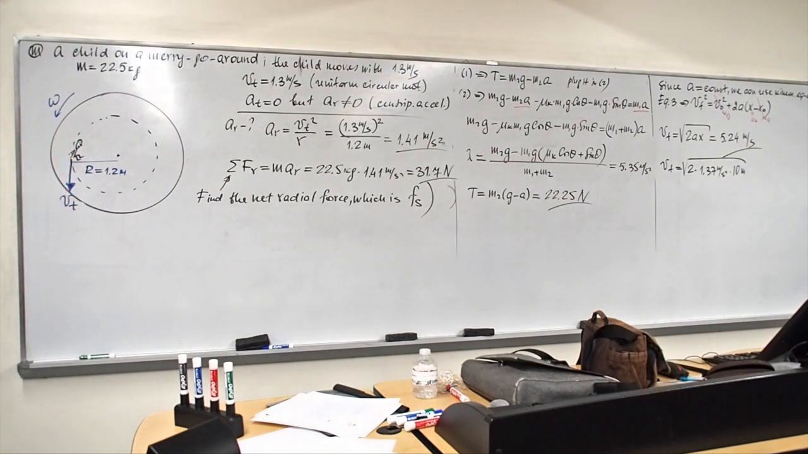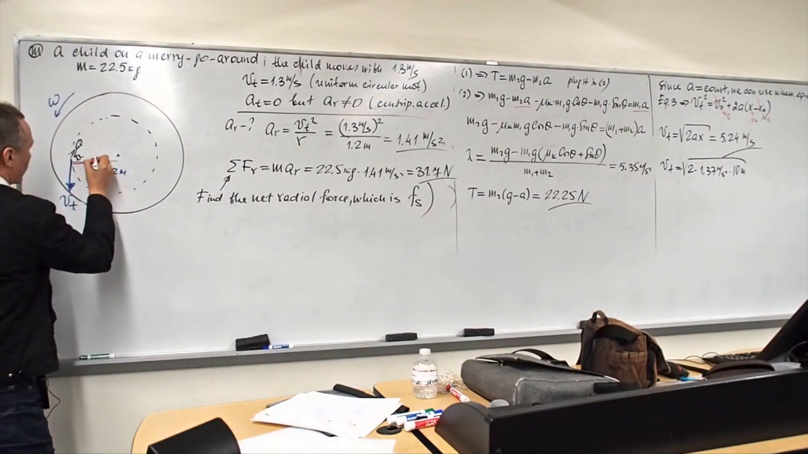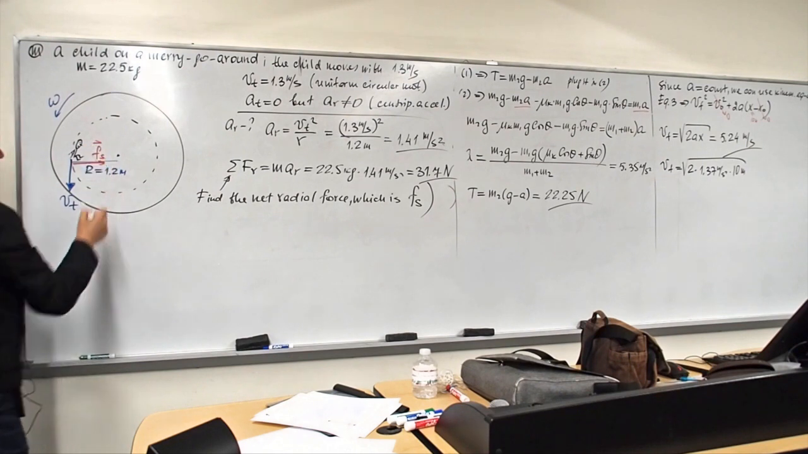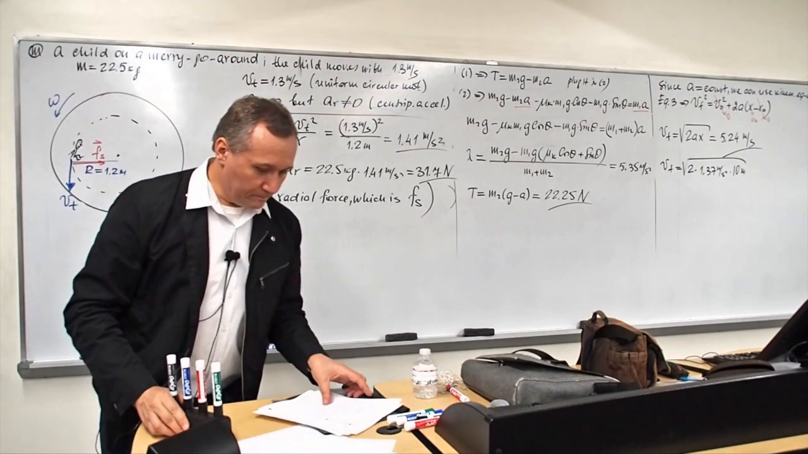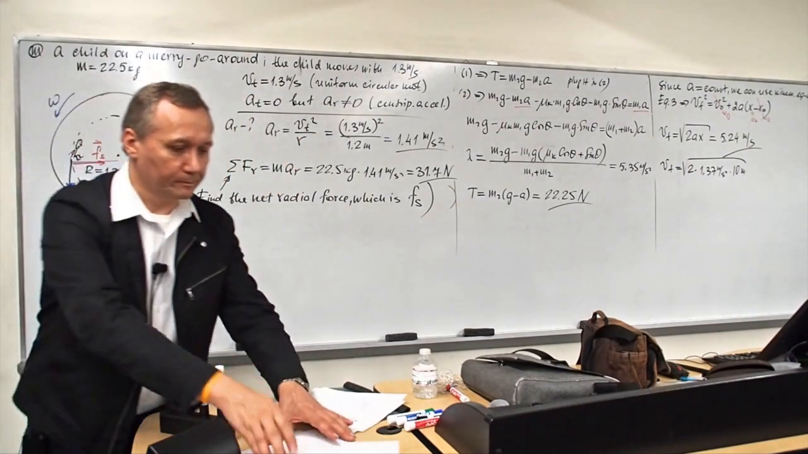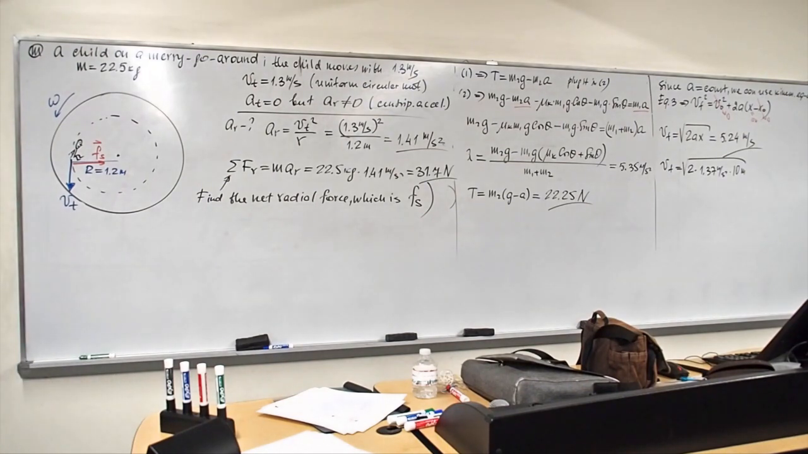It's like a car on the road. This static friction force acts towards the center, so that is our F static. Anything else?